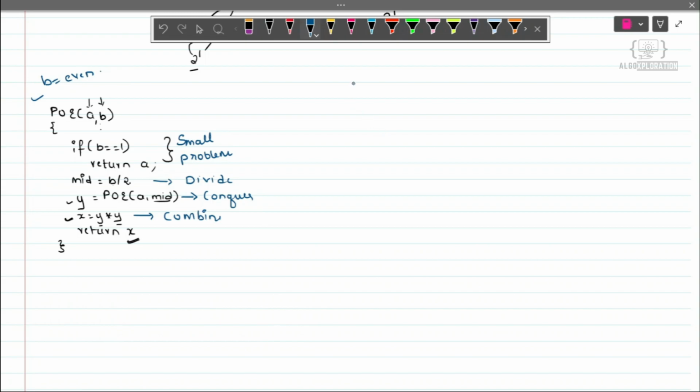Let's understand by actually taking an example, a raised to 10. Now what we will do, we will divide: 2 raised to 5. After that, 5 will get divided by 2, so we are taking the integer, so 2 raised to 2, and then 2 raised to 1. Now this is the small problem, so we will actually return 2. At this place, 2 into 2 will be 4, so 4 will be returned to its parent function 2 raised to 5.